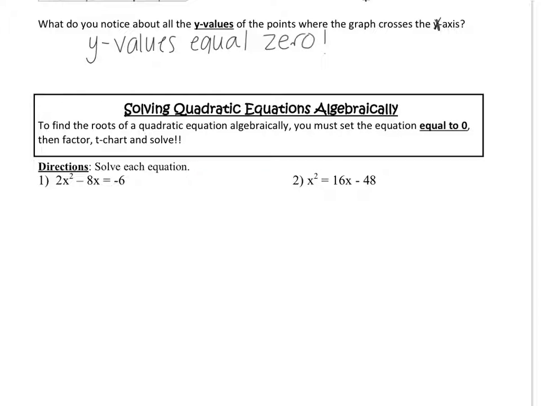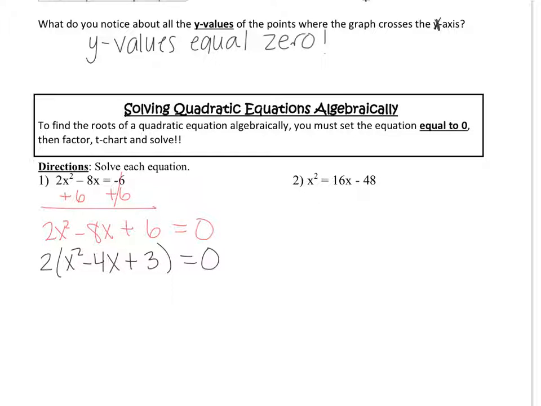So let's look at this first example. Is it set equal to 0? No. So we should add the 6 first, write it in order, so 2x squared minus 8x plus 6 equals 0. So we set it equal to 0, then it says we have to factor. So what is the first step of factoring that you should be thinking of? You should be saying GCF. So we're going to take out a 2, and we're left with x squared minus 4x plus 3.